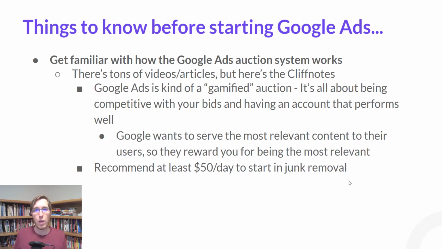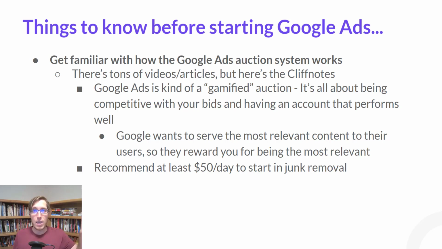Another thing you want to wrap your head around is getting familiar with how the Google Ads auction system actually works. I'm not going to go super in depth on this right now because there's probably a million different YouTube videos and articles about how it works technically and specifically, but I'll give you the cliff notes here. Essentially, the Google Ads auction is kind of like a gamified auction, in the sense that it doesn't rely fully on just business A bid more than business B, so business A shows up higher on the page. It factors in how much you are willing to pay for a click, but it also factors in how well your account performs.